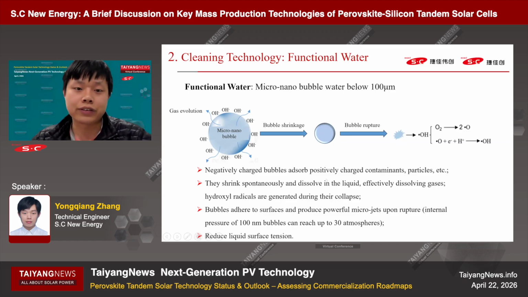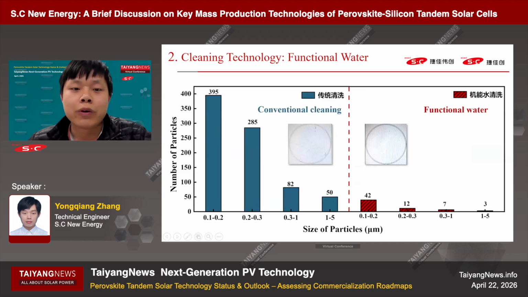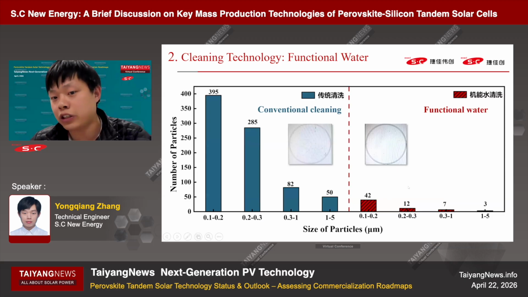I will show you how the functional water works and how to make the surface clean. We also did a lot of experiments to confirm that the functional water can really make our substrate clean. Here you can see this figure: the blue one is the standard cleaning without functional water, and the red one is with functional water. You can see clearly that as long as we apply the functional water, the number of particles decreases. It is a very good confirmation that the functional water can improve our cleaning technology.